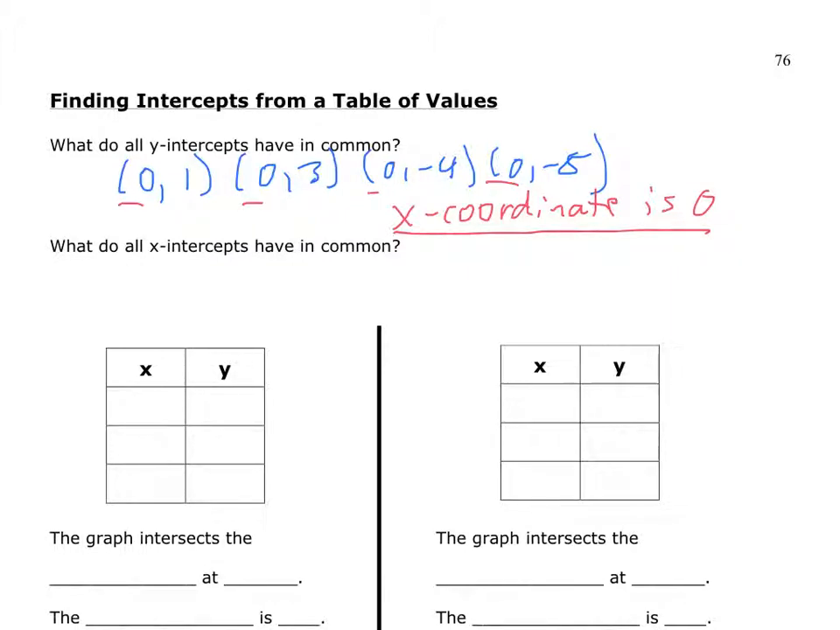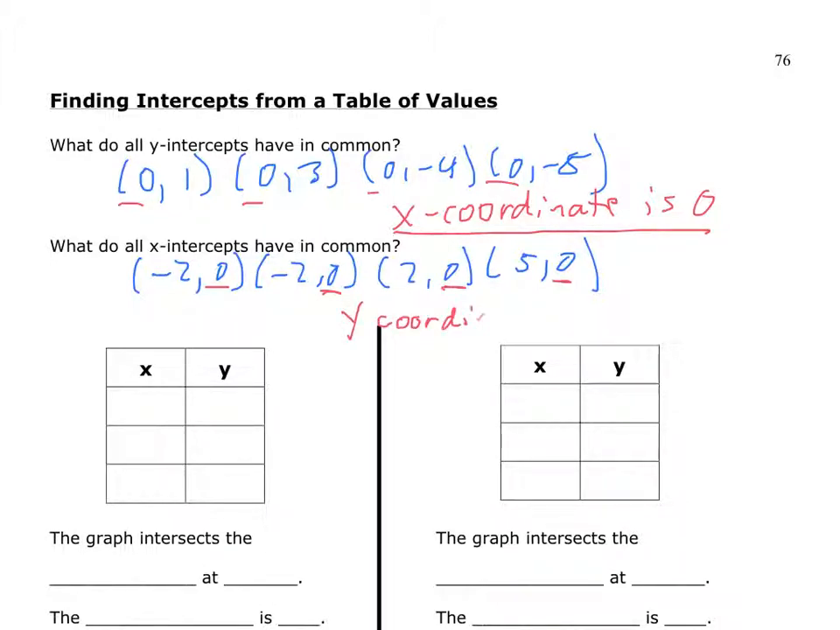Well, if you look at the previous page and all the different x-intercepts that you had, the ordered pairs -2, 0, 2, 0, and 5, 0. What did these have in common? Well, you look, all the different y values are 0. Okay, so to have an x-intercept, your y-coordinate must be 0.